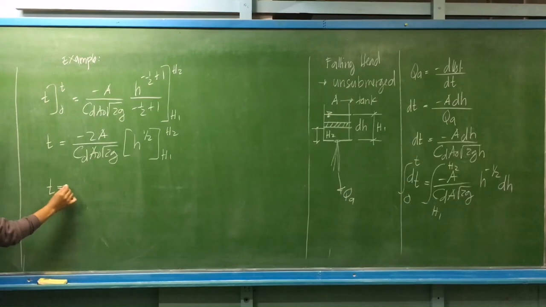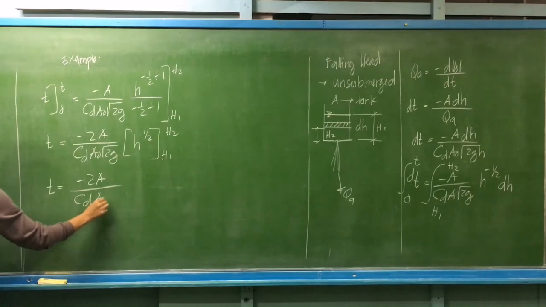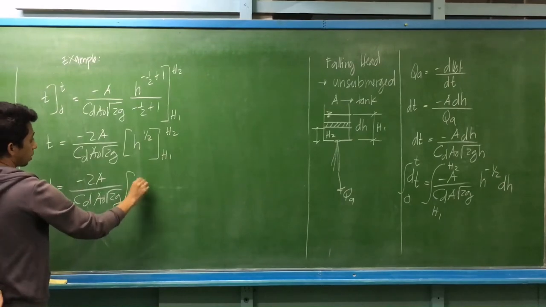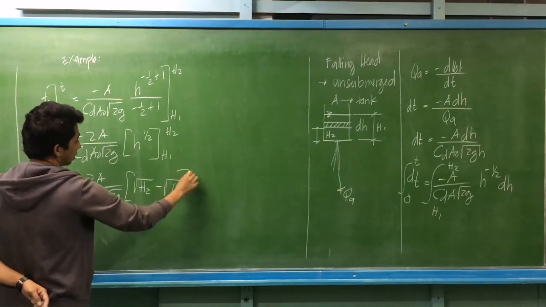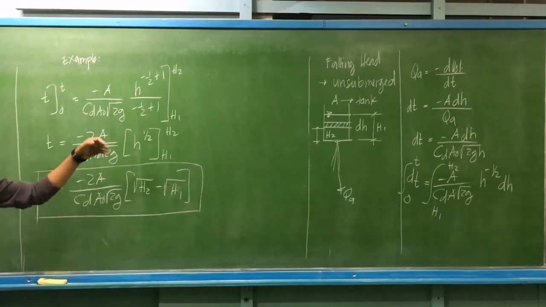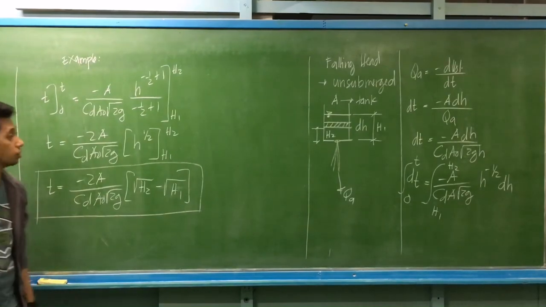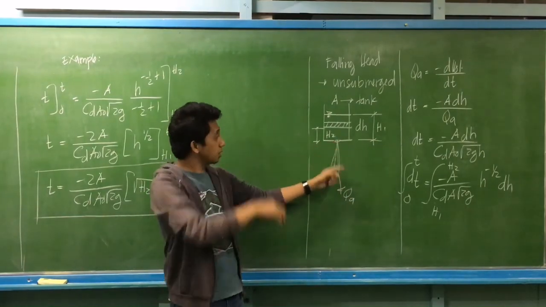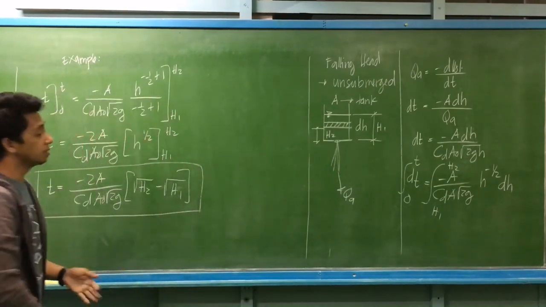So we have the formula for time. Negative twice the area divided by C sub D, area of the orifice, the square root of 2g, multiplied by upper limit, the square root of the final head, minus the square root of the initial head. So this is the formula to determine the time. The height of liquid above the orifice changes for the unsubmerged condition. Whatever happens to the liquid after it leaves, the focus is only on the tank, the source tap.